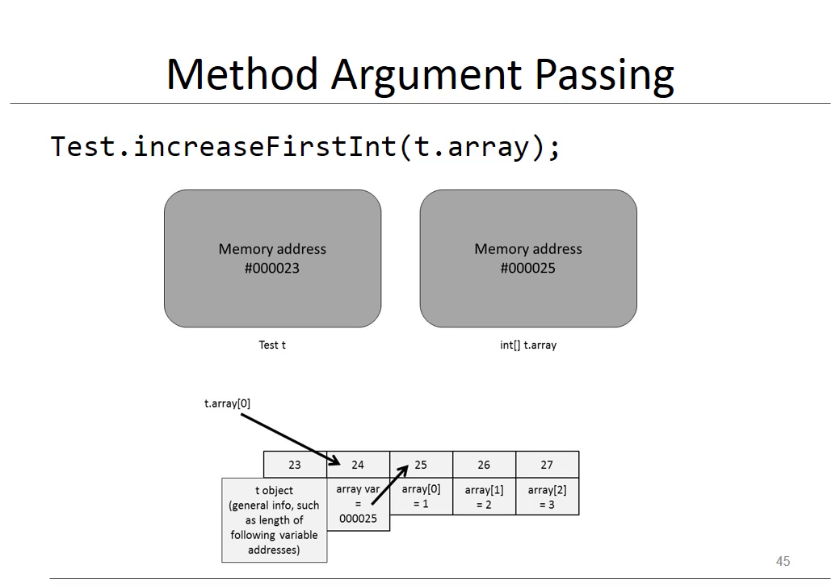When the method executes intArray[0]++, it will increase element 0 of the array starting at memory address 25 with 1 unit. If we then print out this very value in the main method, we will have 2, obviously.